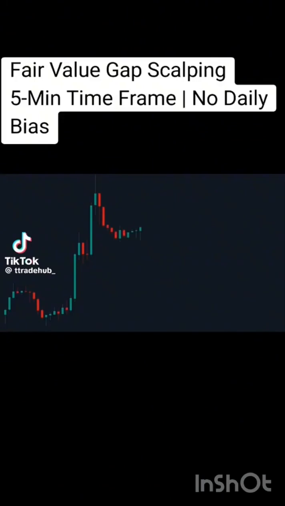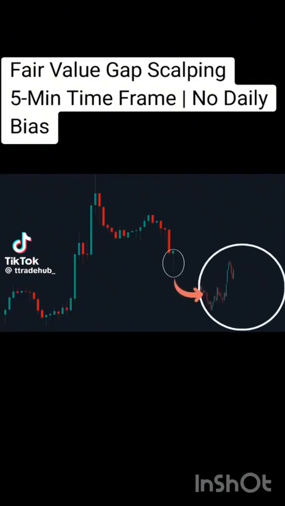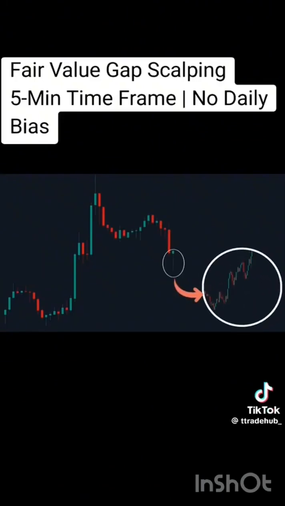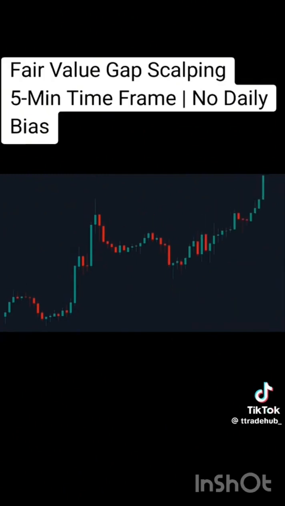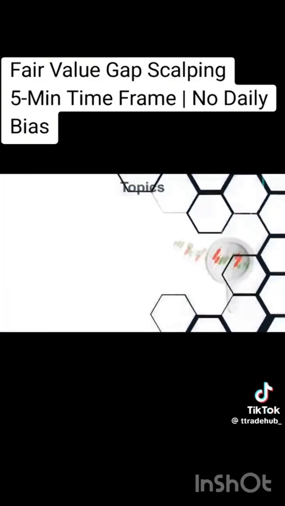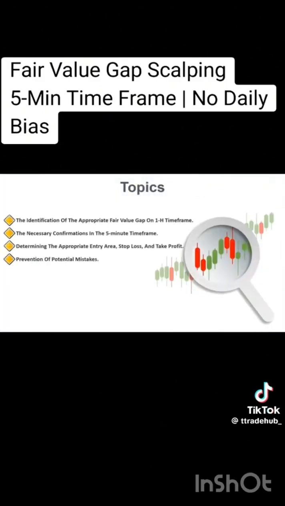Hey traders, today we will focus on teaching scalping on the 5-minute time frame. This strategy doesn't require a daily bias and only utilizes the 1-hour time frame to identify the suitable fair value gap area. Here you can see the topics that we will explain in detail step by step.